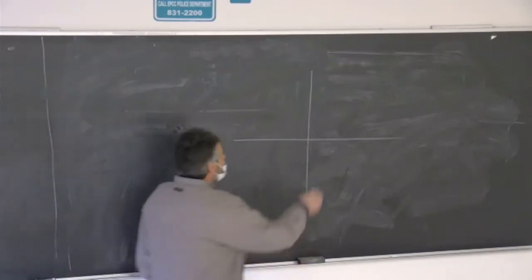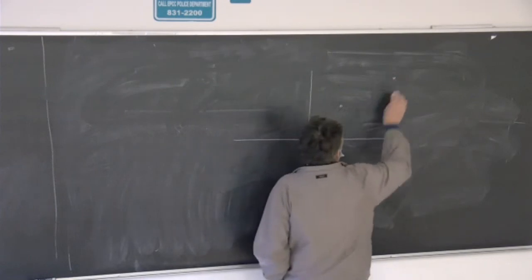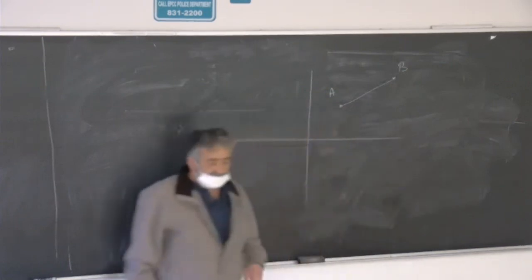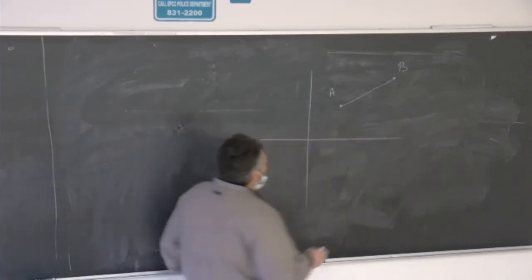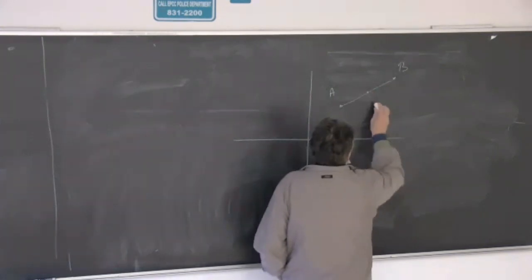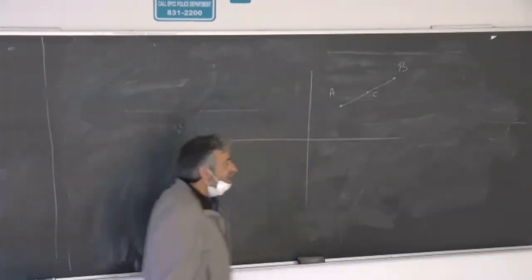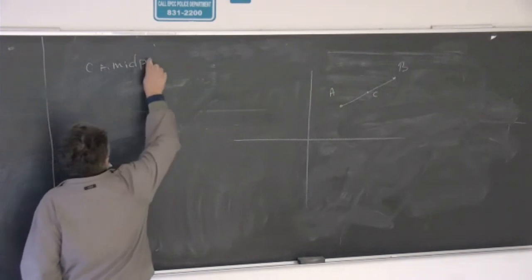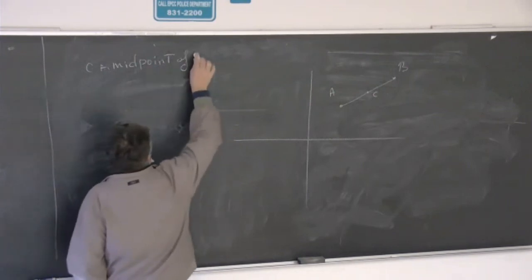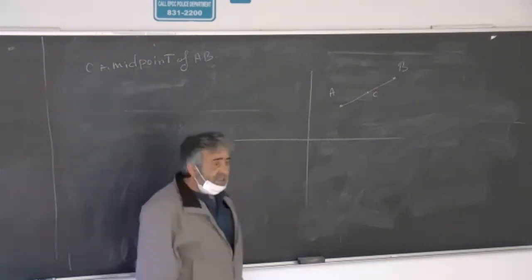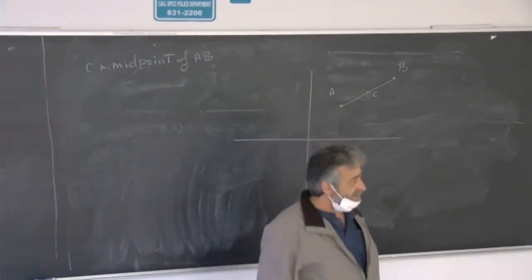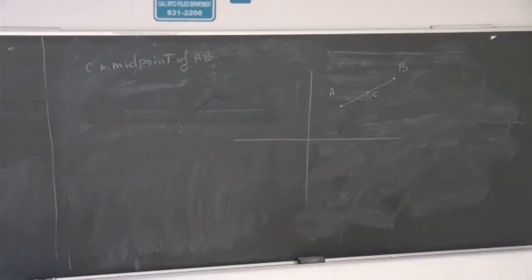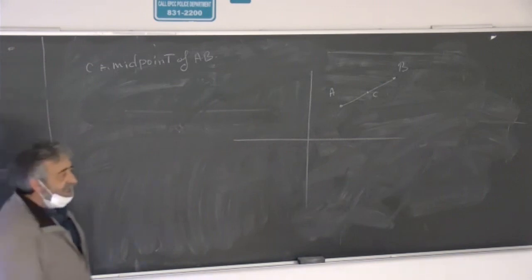Let's say we have a point A, point B over here, and I'm looking for this point over here. Let's call that C. Yeah? And C is the midpoint of AB. So C is the midpoint between A and B. Yes? Halfway between A and B. And let's figure out what is the formula for that and how we have it.